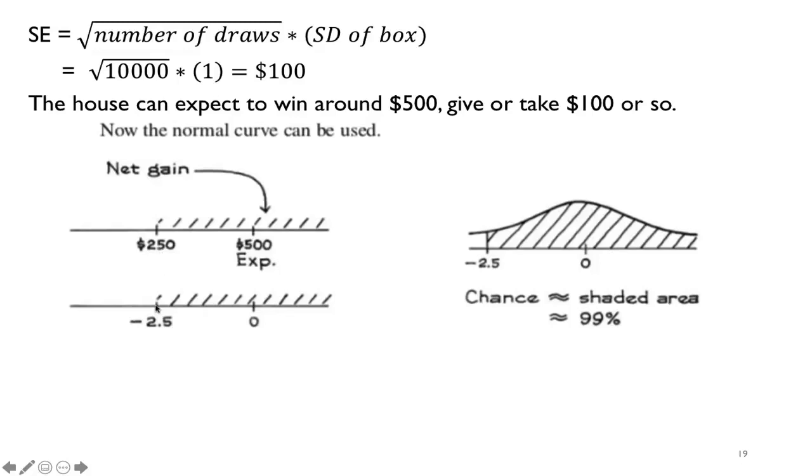And again using the z-table, the probability of getting the area to the right of -2.5 on the normal curve is more than 99%. So that means that the house has a very high chance of winning at least $250 if this game is played over 10,000 times.